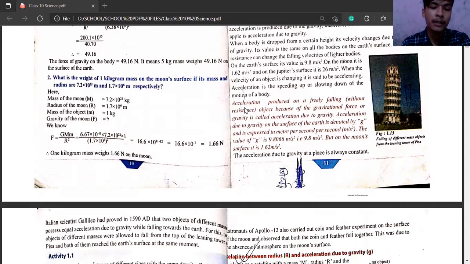So here, the acceleration produced on a freely falling object because of the force of gravity is called acceleration due to gravity. Simple one, right? What is the acceleration due to gravity? Definition: the acceleration produced on a freely falling body with the effect of gravity, with no air resistance.